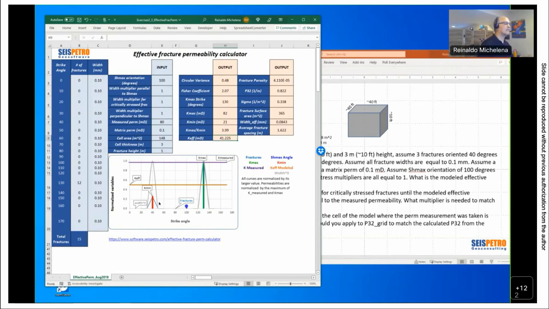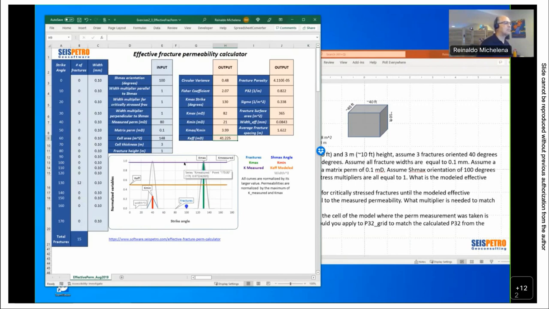The red is the orientation of K-mean, and then here's the orientation of K max. The horizontal axis is our angles, strike angles. And then in blue, it's hard to see for this geometry, but you have the fractures there as well. And then there are two lines. This is the important part that I wanted to show for this part of the exercise. There are two lines, which are all normalized.